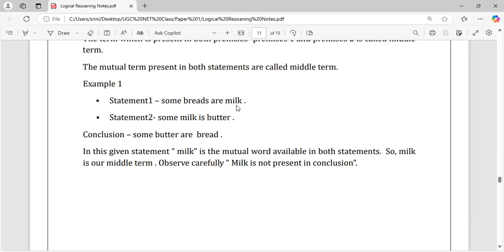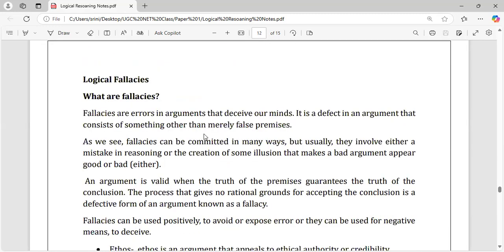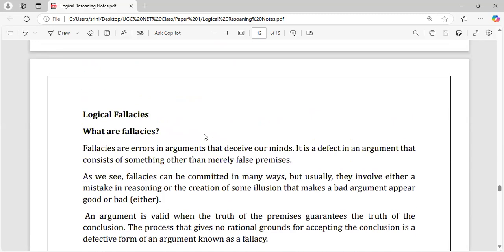Here, some breads are milk, some milk is butter. So milk is the middle term. Milk is not in the conclusion, and milk is available in both statements 1 and 2. In this given statement, milk is the mutual word available in both statements, so milk is our middle term. Those are important for understanding the major term, middle term, and minor term.